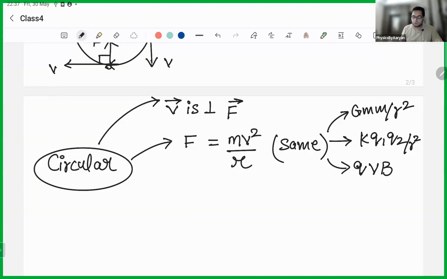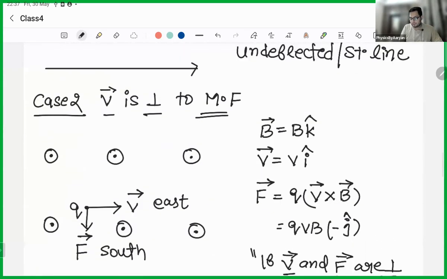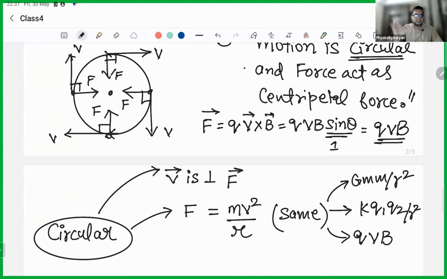Why did I say qvB, not qv cross B? That is a very simple idea, because qv cross B can be written as qvB sine theta. And we are studying the case in which velocity is perpendicular to the magnetic field. It means the angle is 90 degrees, and sine 90 is 1. Hence I can say qvB. So the magnetic force in this case is qvB. You don't have to worry about the cross product, because sine 90 is 1.